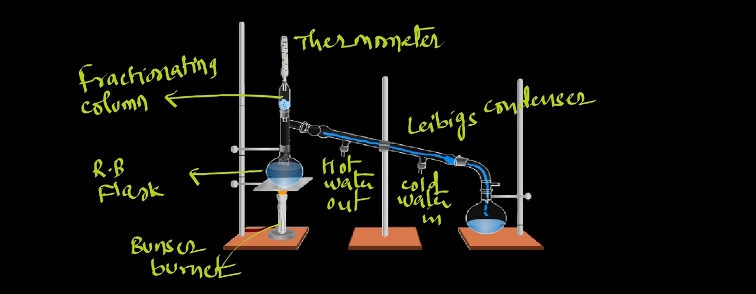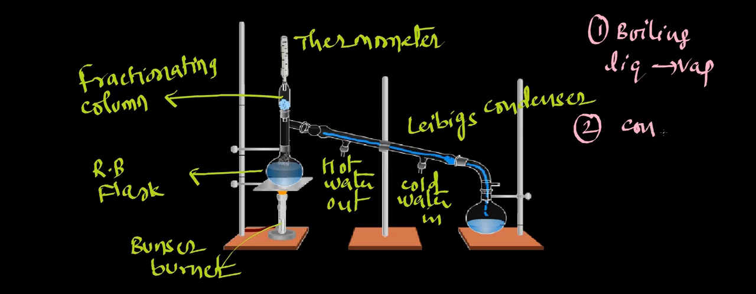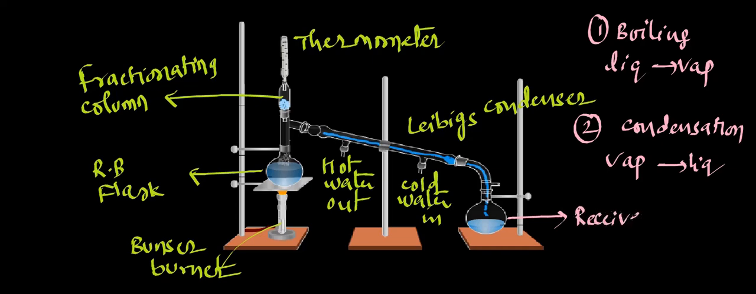So here also it includes 2 steps. One is boiling, where the liquid will be converted into vapors, and step 2, condensation process, where vapors will be turned back into liquid, and this liquid will be collected over the receiver flask, and the liquid which is collected here is called what? This is called distillate.